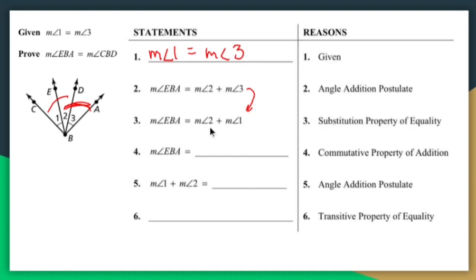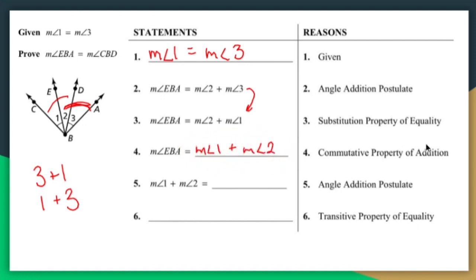So now it says the measure of angle EBA equals blank from the commutative property of addition. Now, the commutative property of addition means that if you say something like 3 plus 1, it's the same as 1 plus 3. You're going to look at this and say, this is extremely picky. I don't like it. And you're kind of right. But the difference between 3 and 4 is 3 says 2 plus 1. 4 is going to be 1 plus 2.